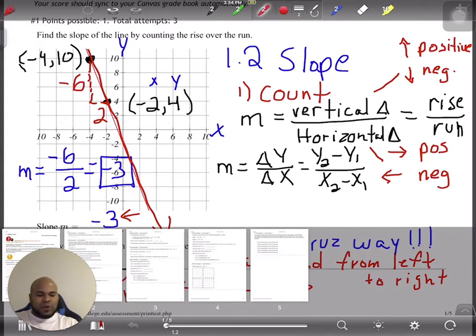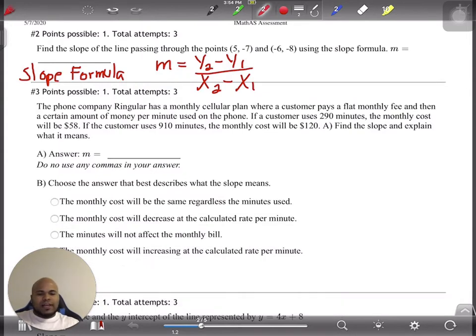Okay, so the second way that you could find out the slope, it says find the slope of the line passing through the points, and they give me points, and then use the slope formula. Well, this is the second way that you could find a slope, using the slope formula. This is a very, very important formula that you need to memorize. You need to know how to use it, and it's very important that you understand what these things mean.